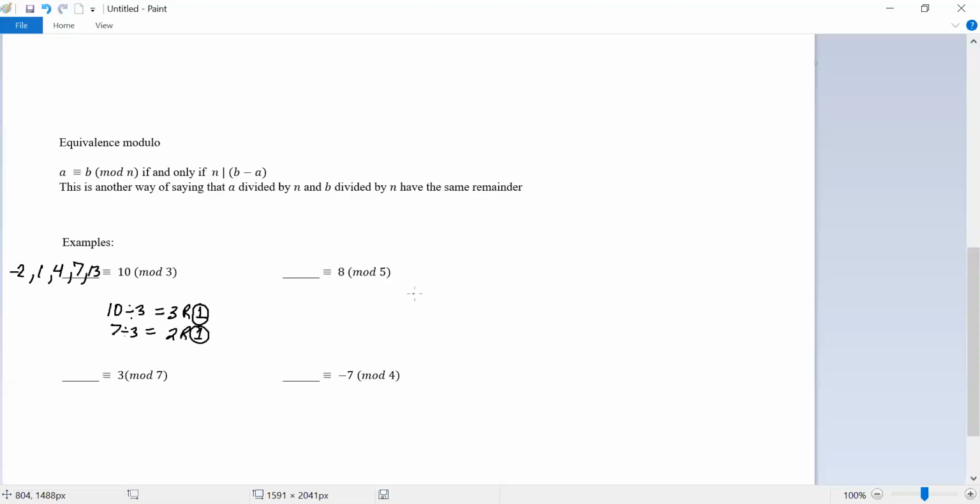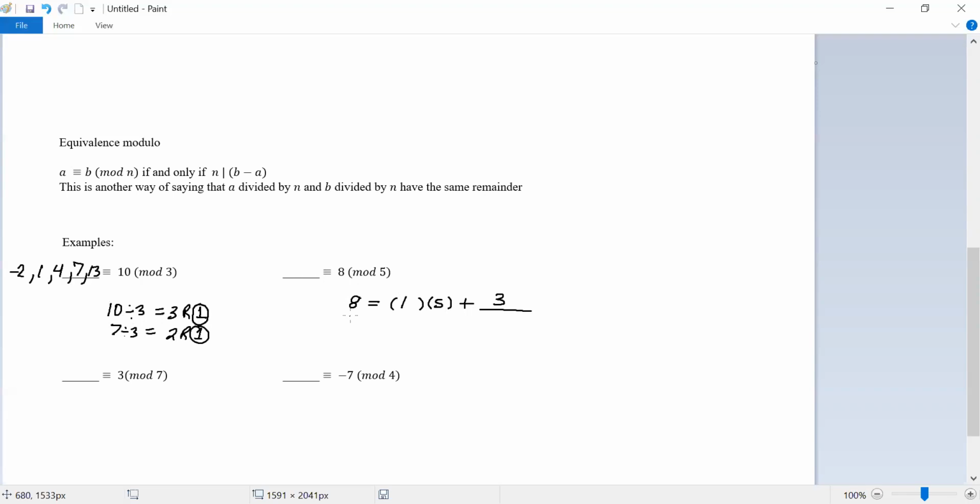Let's try the second one: 8 mod 5. So 8 is equal to something times 5 plus a remainder. We'll do it the division algorithm way instead of the elementary school way. So 5 goes in there 1 time with a remainder of 3. So other numbers, notice we're not necessarily putting that here. We're just saying what other numbers are going to have the same remainder if they're divided by 5.